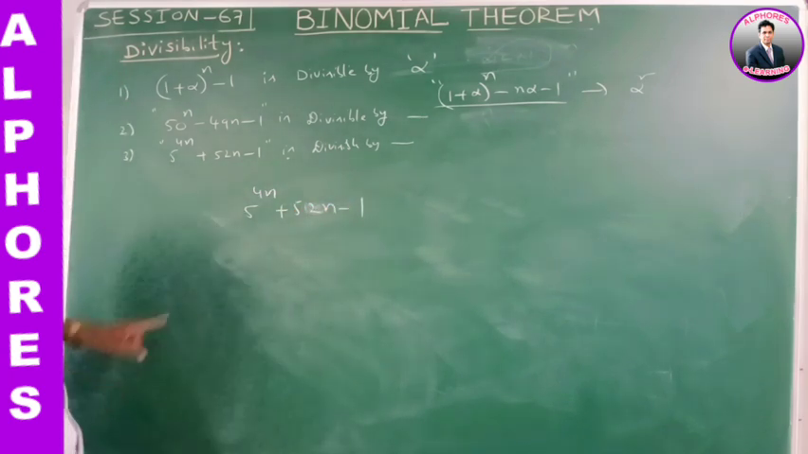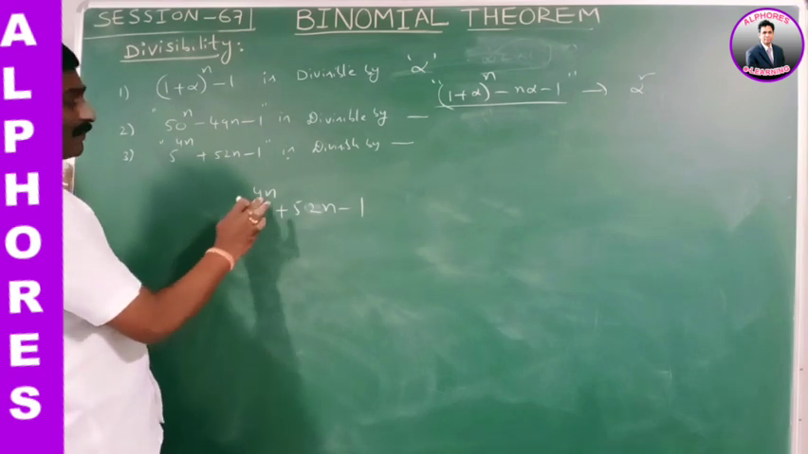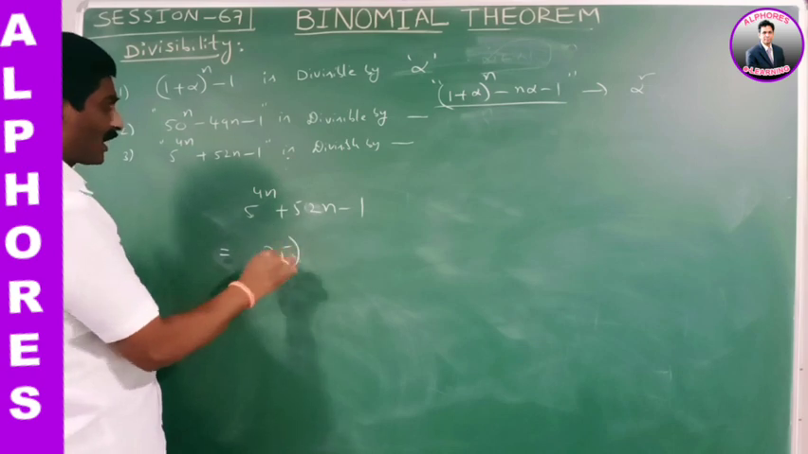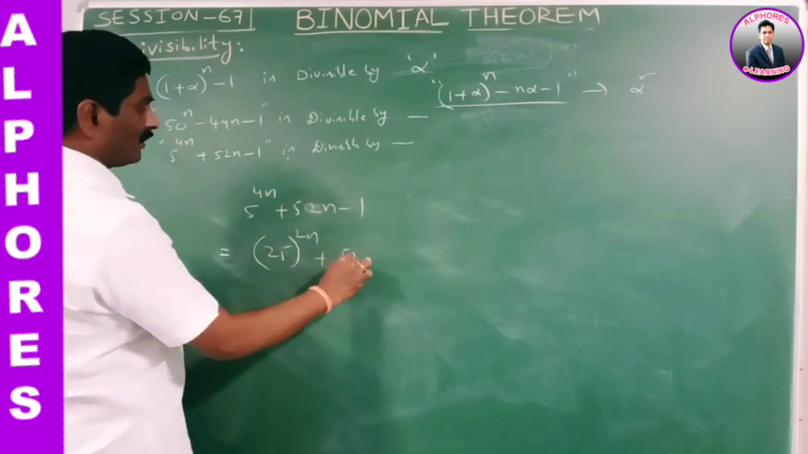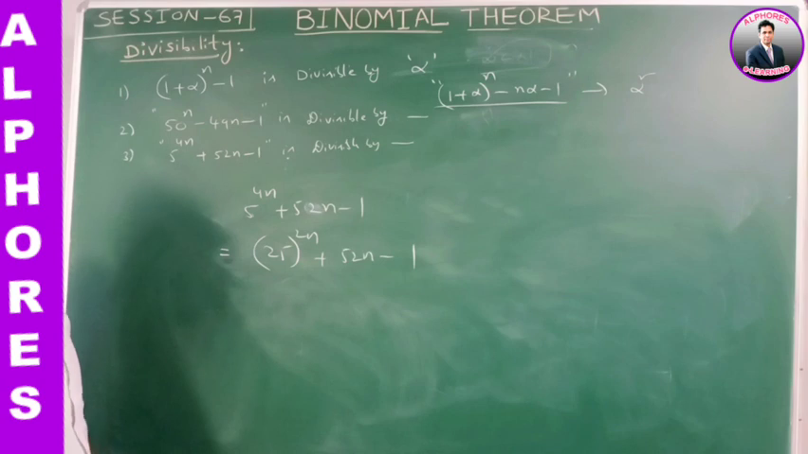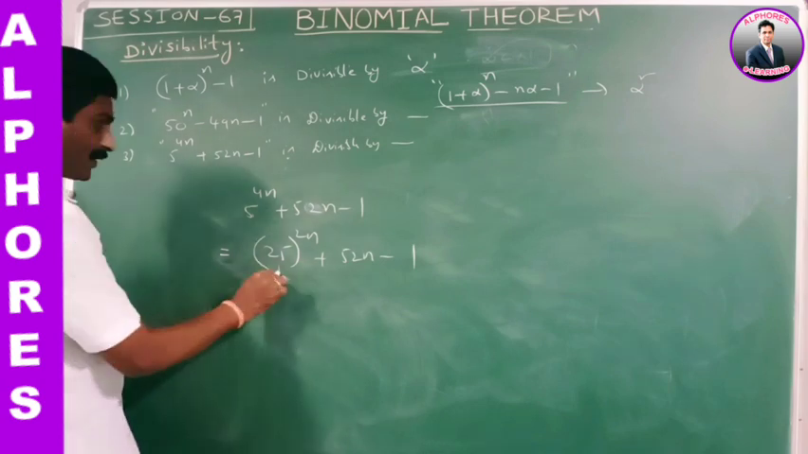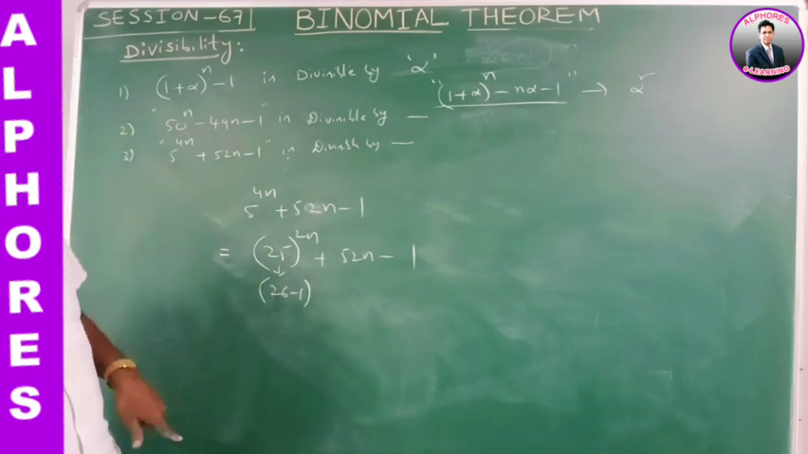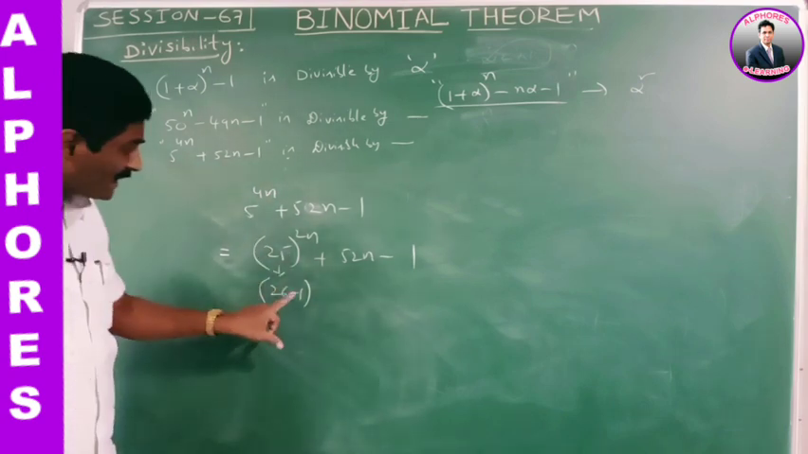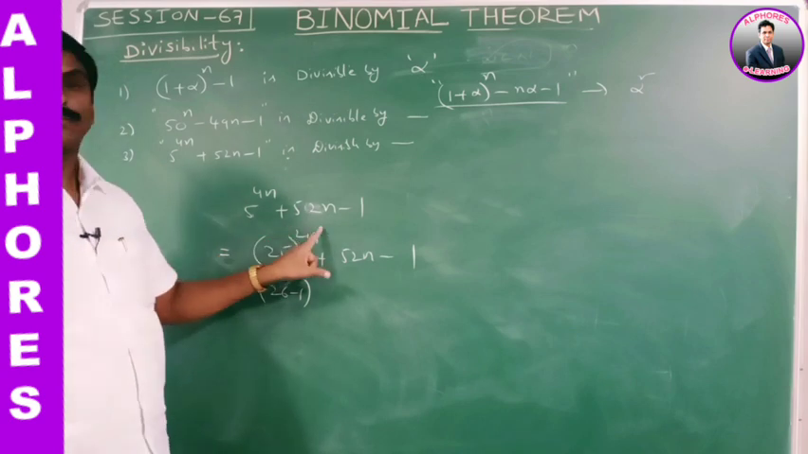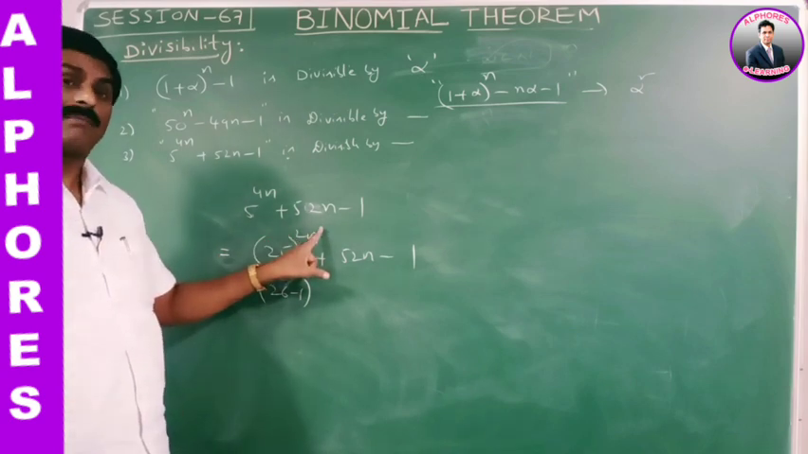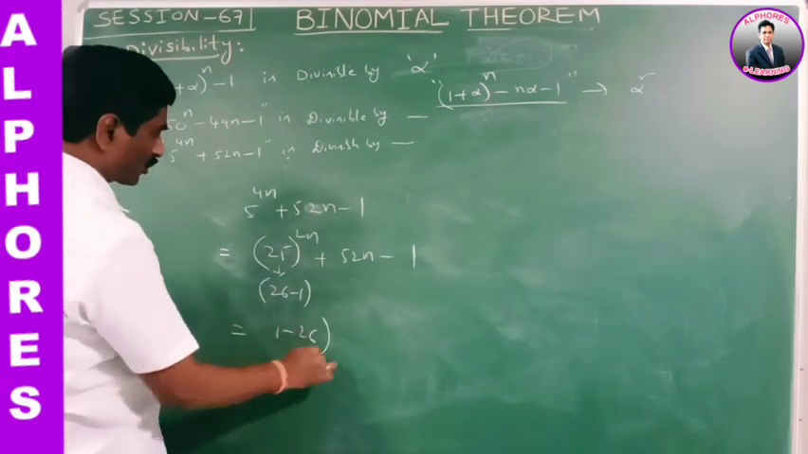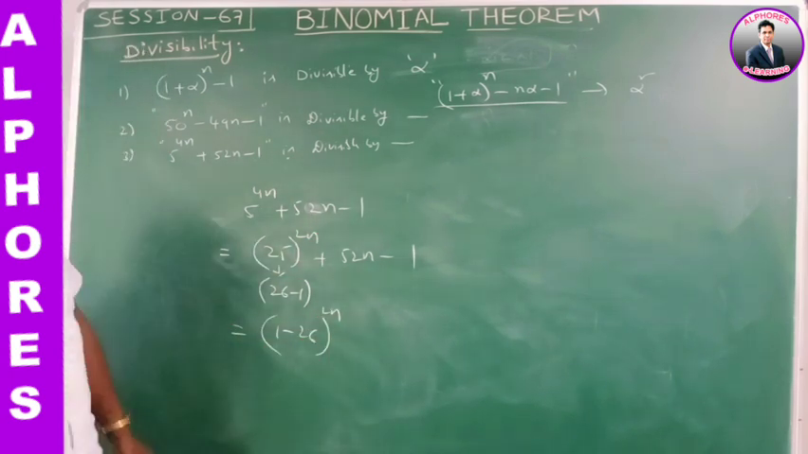Please observe this value. It can be reduced: 5^(4n) means (5^2)^(2n). 5 squared means 25, so (25)^(2n) + 52n - 1. Now this 25 can be reduced into 26 - 1, which is nothing but 25. (26 - 1)^(2n), where 2n is even. (-x)^even and x^even are both the same. So this can be reduced into (1 - 26)^(2n). Both are the same. Please observe this value.